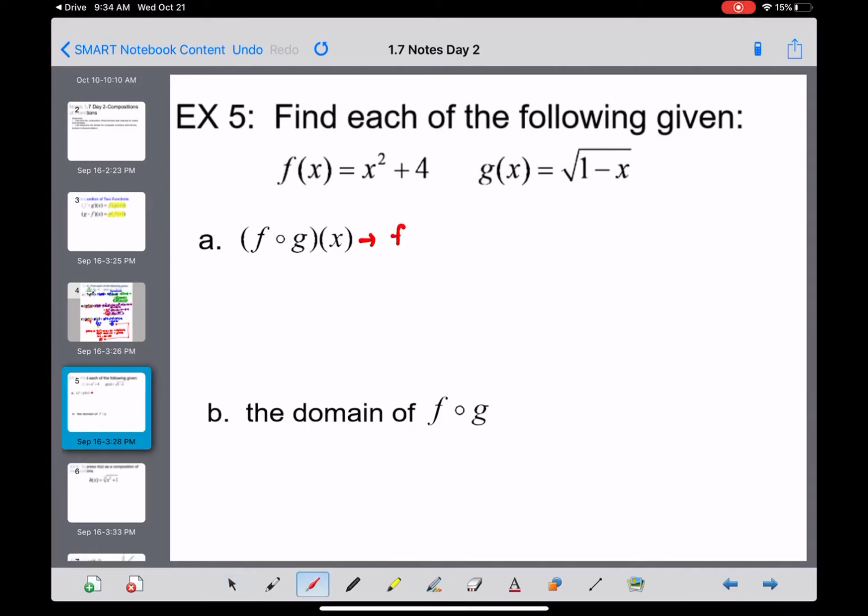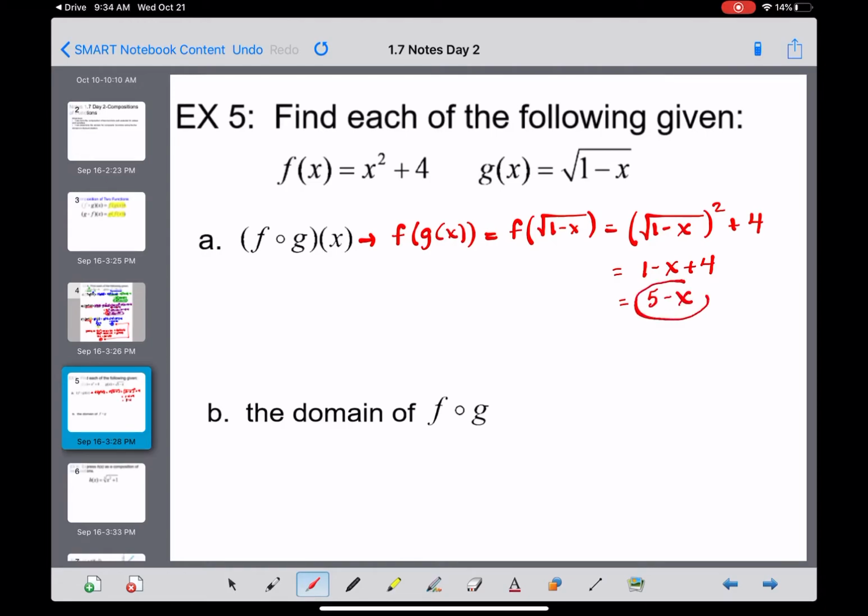So f of g of x, so we would have, again, I'm going to rewrite it as f of g of x. So this would be f of the square root of 1 minus x. So I'm subbing that g of x in place there. So I'm going to go to f, so I have parentheses there, x squared plus 4, and in those parentheses I have the square root of 1 minus x. So as I simplify that, the square root of 1 minus x, when I multiply it by itself, I just get 1 minus x, and then I add 4. 1 plus 4 is 5, so I get 5 minus x, or negative x plus 5. Either of those are correct.